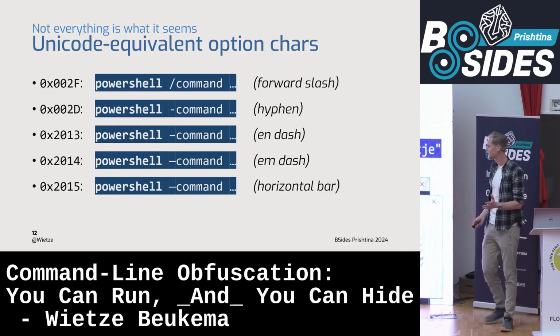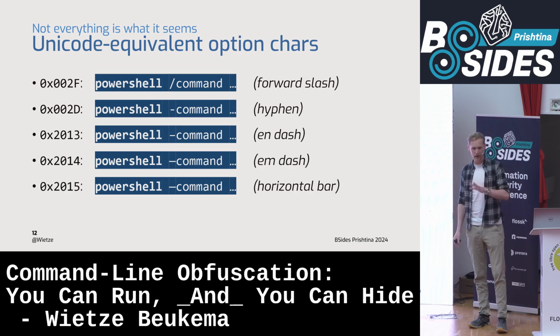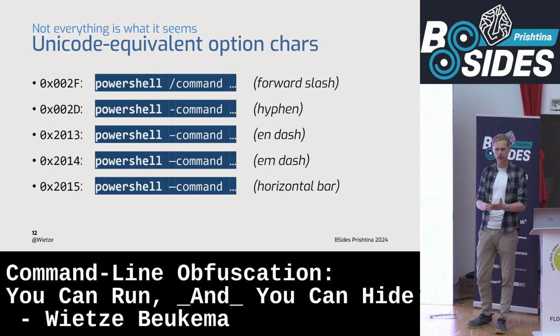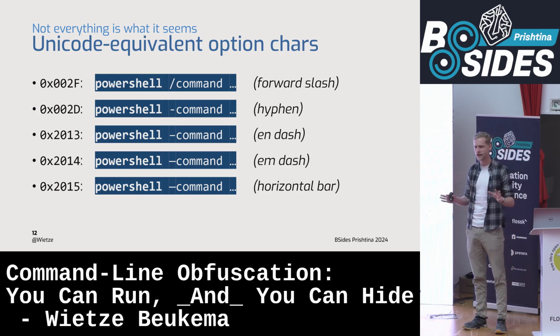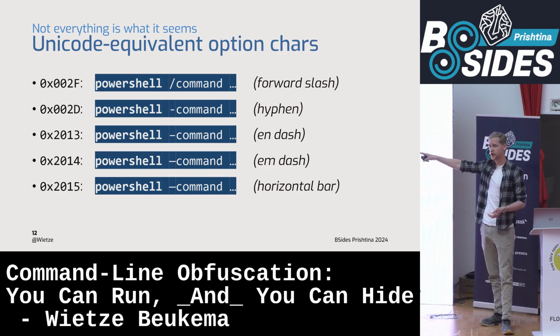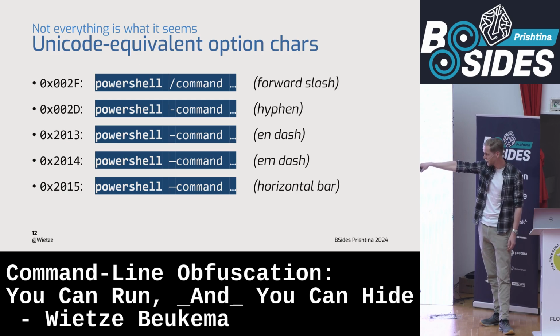What's going on here? It turns out that PowerShell accepts not only / and a hyphen, but also the so-called Unicode equivalents. You may know that in Unicode, there are lots of different characters. And for example, there are multiple types of hyphens or dashes. So as you see here, I also put the Unicode codes there. You see / and hyphen, that's normal. But then you see these really high values, so 2013, 2014, and 2015, which are different types of dashes.